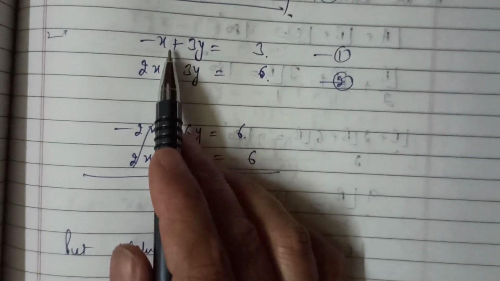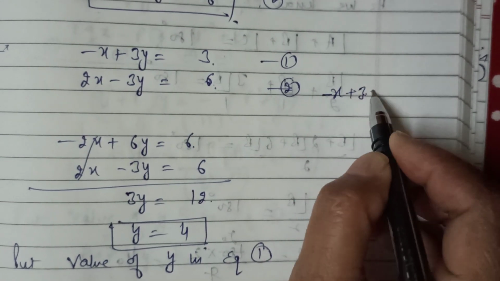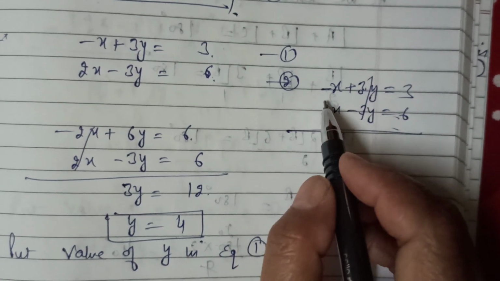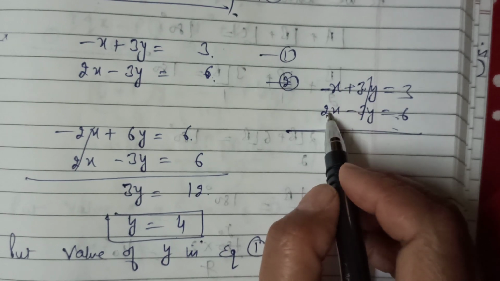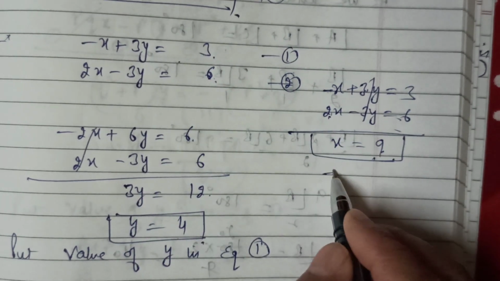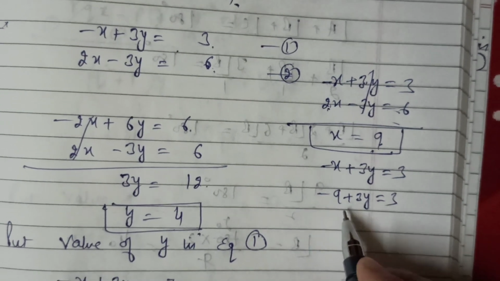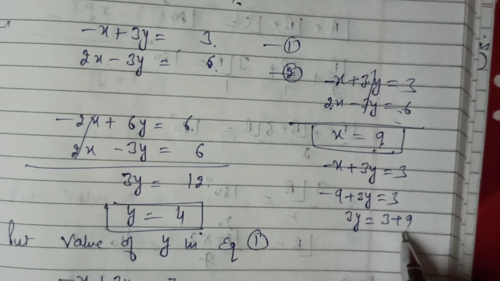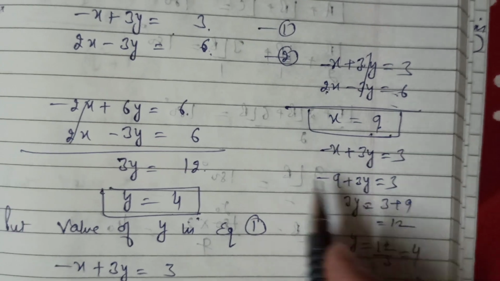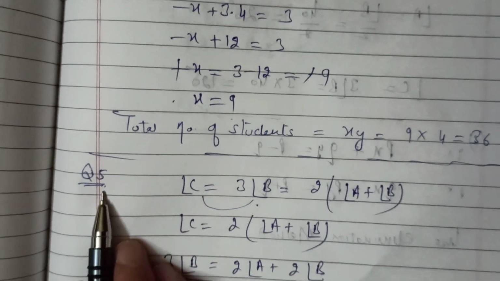In case you don't make the coefficient of x the same, this was minus x plus 3y is equal to 3, and this is 2x minus 3y is equal to 6. Cut, minus x plus 2x, it is x is equal to 9. Now put x is equal to 9 in any of the equations. Minus x plus 3y is equal to 3. Minus 9 plus 3y is equal to 3. 3y is equal to 3 plus 9, that is 12. y is equal to 12 upon 3, that is 4. This is also correct. Same. Clear?